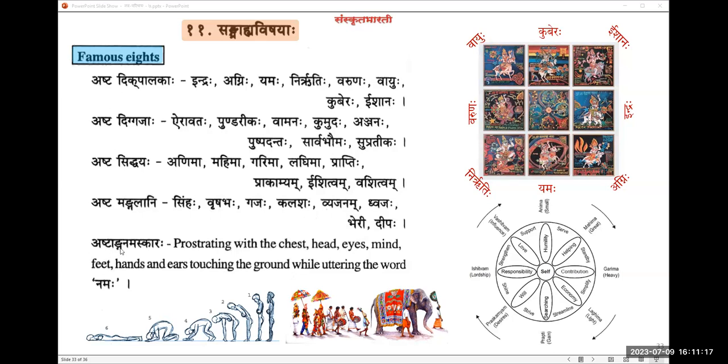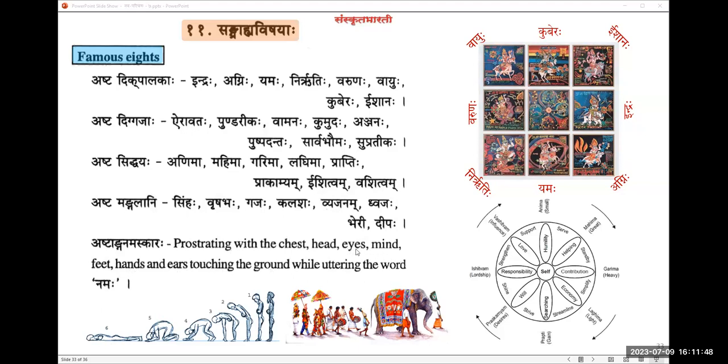So this one is the Namaskar we offer by touching 8 parts of the body, right? Prostrating. Actually, the prostate gland is named after prostrating, the verb. It means it actually lies down in this way. That's why it's called that. So prostrating with the chest, the head, the eyes, mind, feet, hands, and ears touching the ground while uttering the word.